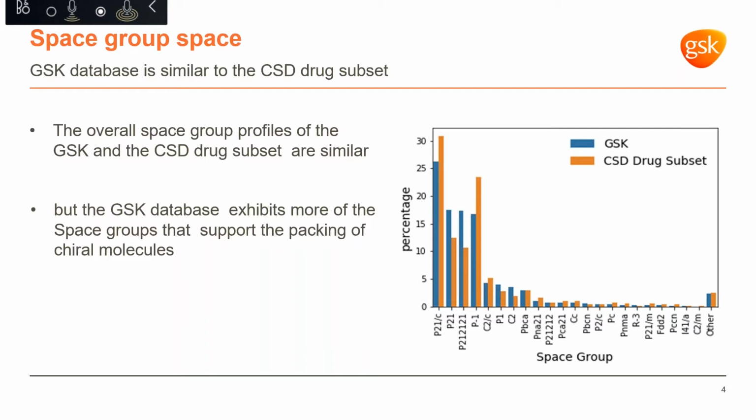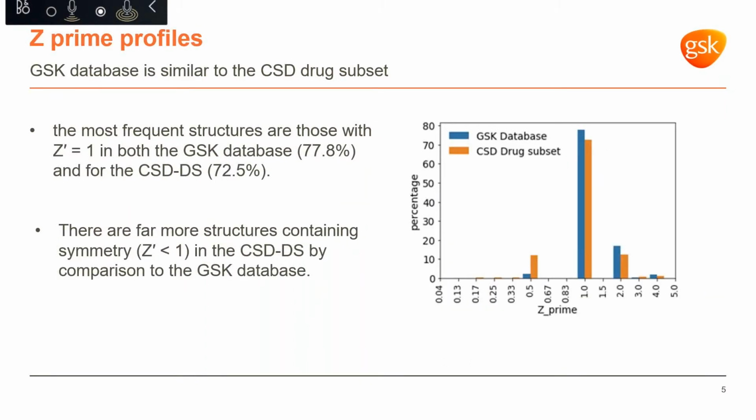We also investigated the relative Z prime distribution profiles for both databases, and it was shown that by far the most frequent structures are those with Z prime equal to 1 in both the GSK database and the CSD drug subset. So it's around 77.8% in our GSK database and 72.5% in the CSD drug subset.